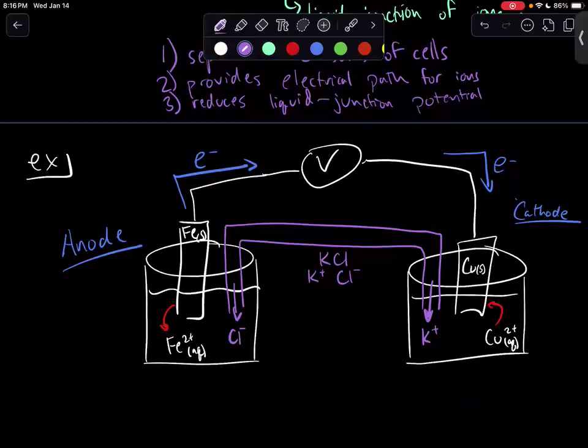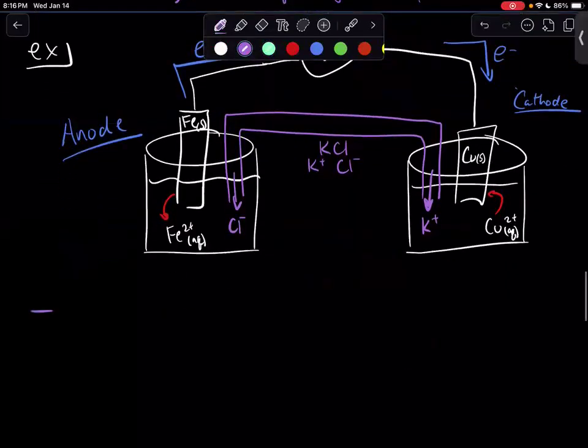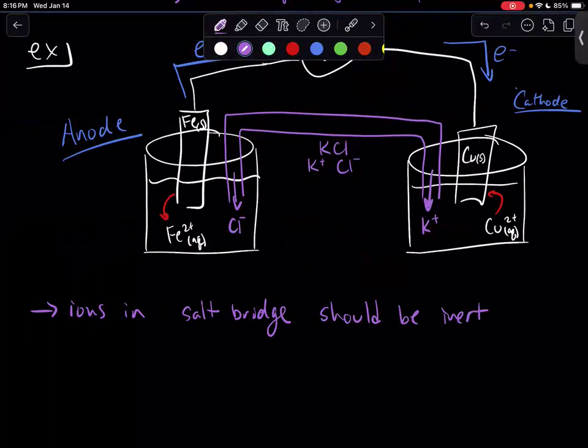A couple specific things about those salt bridge ions that we want to make clear is that the ions in the salt bridge should be inert. We don't want them to react, because if they start reacting with the solution, we have a completely different problem. This is not the redox reaction we're predicting. It may be something else entirely.